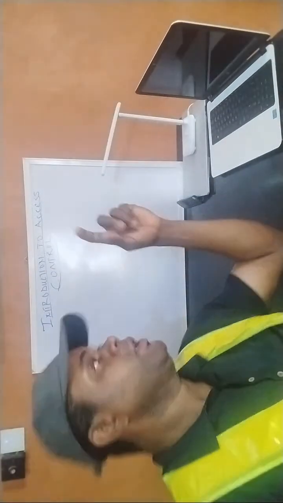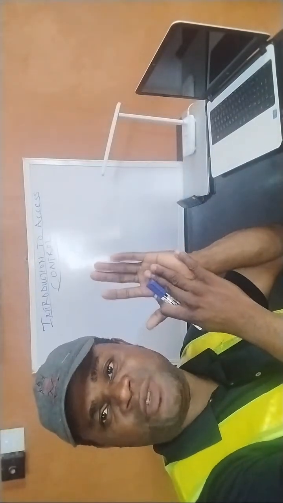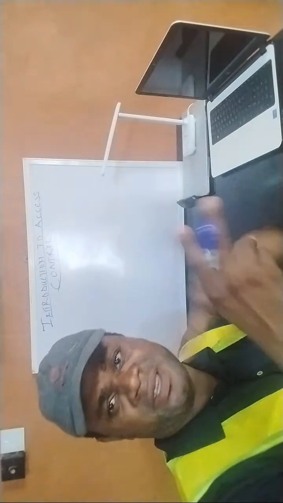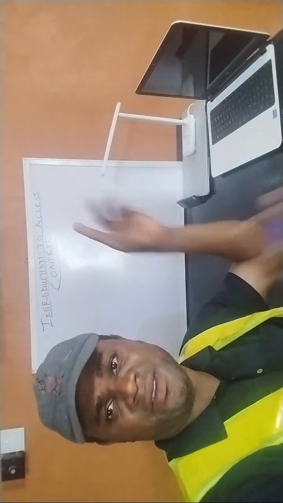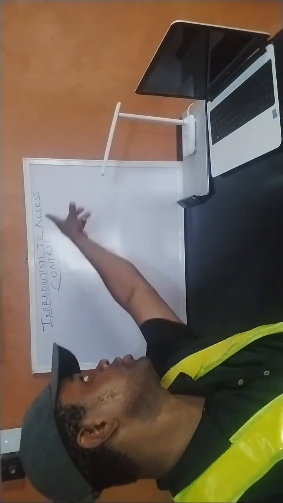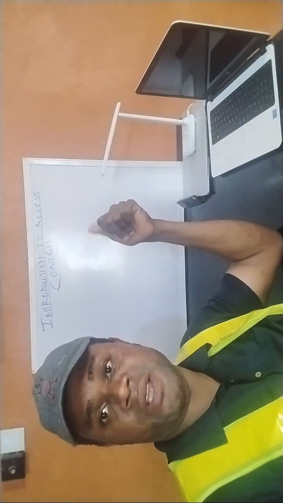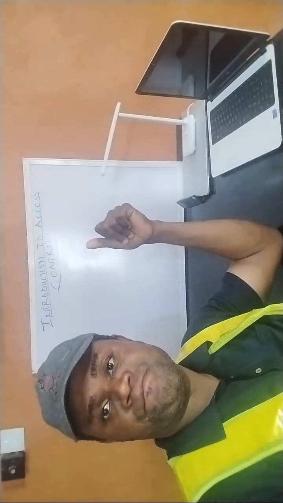So, how about the image? Can you see it? Is it the right way or is it inverse? Like this, introduction to access control. Is that what you can see? If it is, then we'll continue.